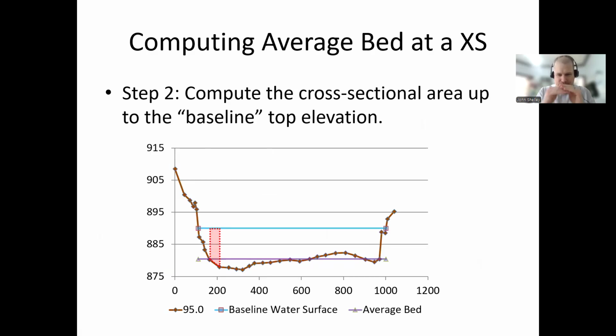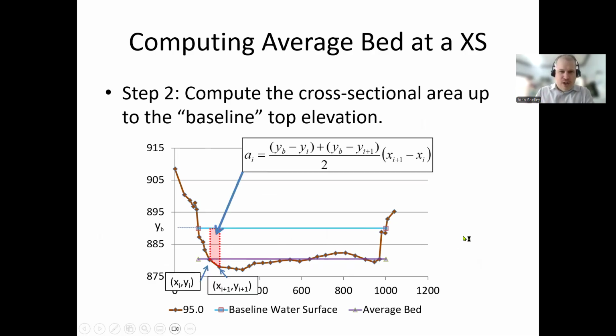Okay, so you've established your top elevation baseline, and then next you compute the cross-sectional area from the channel up to that elevation. The easiest way to do this most of the time in a spreadsheet is with a series of little triangles or polygons. So in this case, it's a polygon. And so between every 2 points, you compute the cross-sectional area, and then you go on to the next 2 points and you add them all up. And that will give you the cross-sectional area.